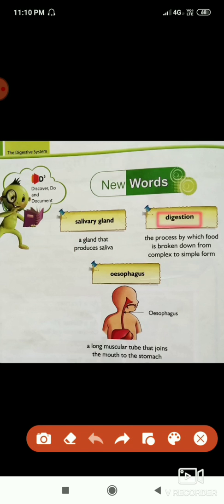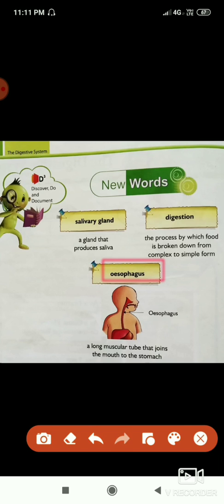Next one given is digestion, and it is a very important part of this chapter. Digestion means the process by which food is broken down from complex to simple form. When we eat food, at that time our food is in complex form, hard, in big particles, but in the digestion process it is broken down into small pieces, simple by simple, and it is digested. That is digestion. Next is esophagus.